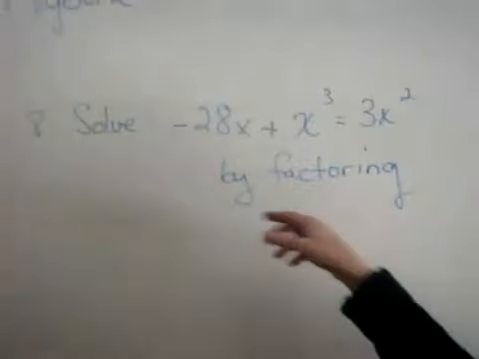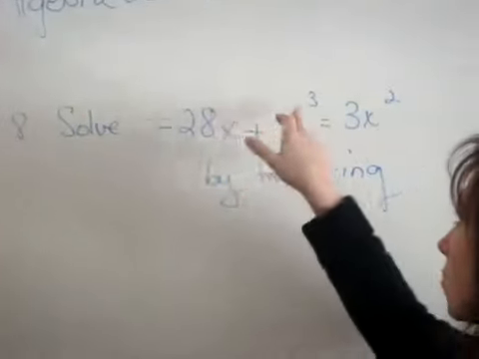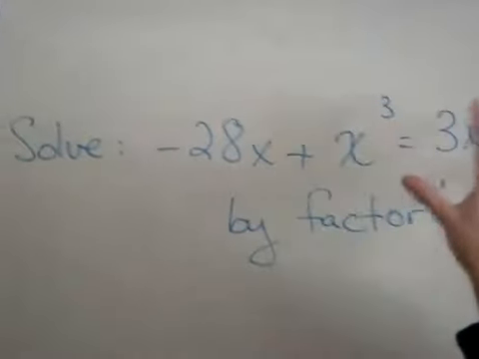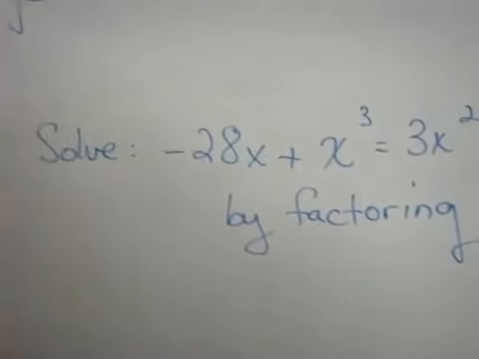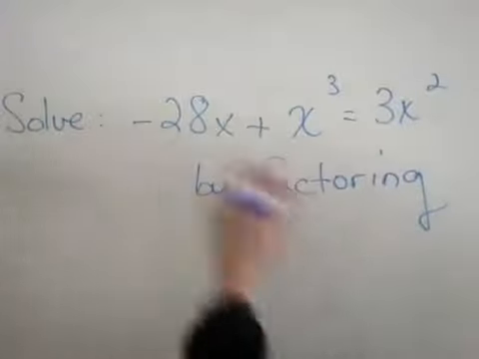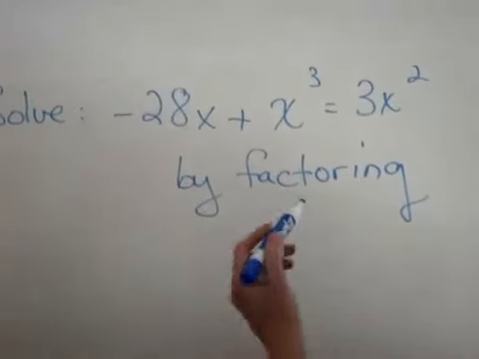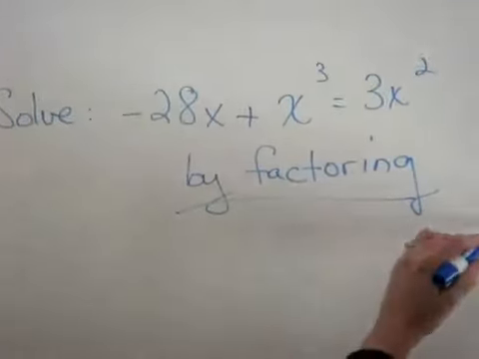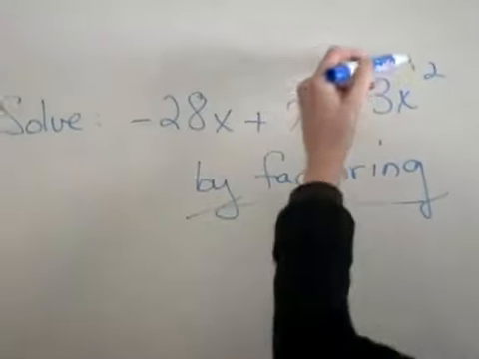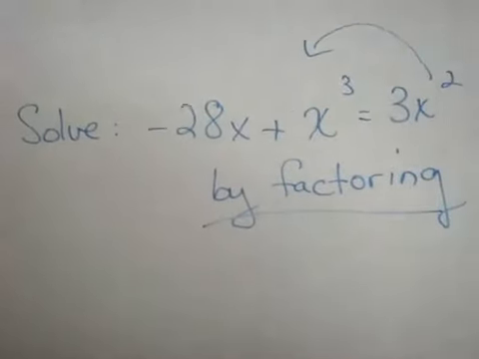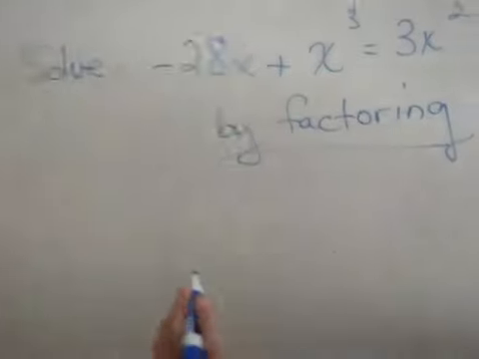Number 8, solve by factoring. When it says solve and it's quadratic or more, you need to set it equal to 0. We're trying to find out values for x. That's what solve means. So it says by factoring, so we need to set everything equal to 0. I'm going to put everything on the left side, and then I can set it equal to 0. Now I'm going to put it in order as I do this.